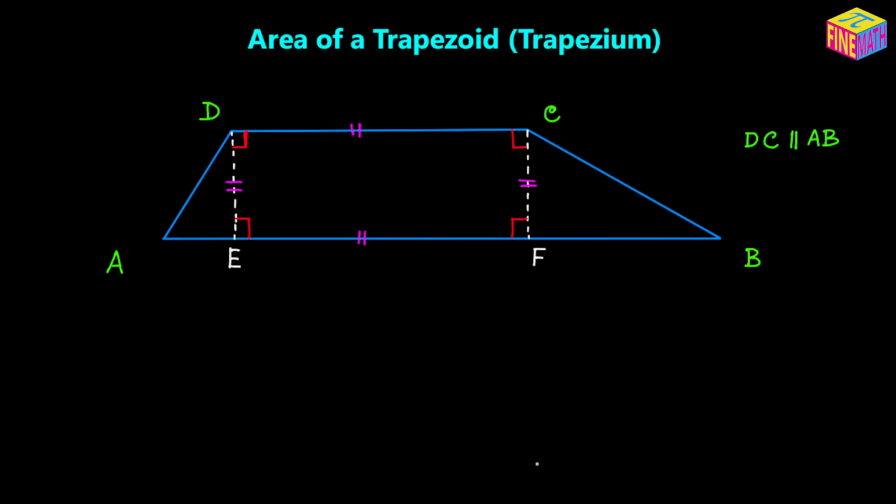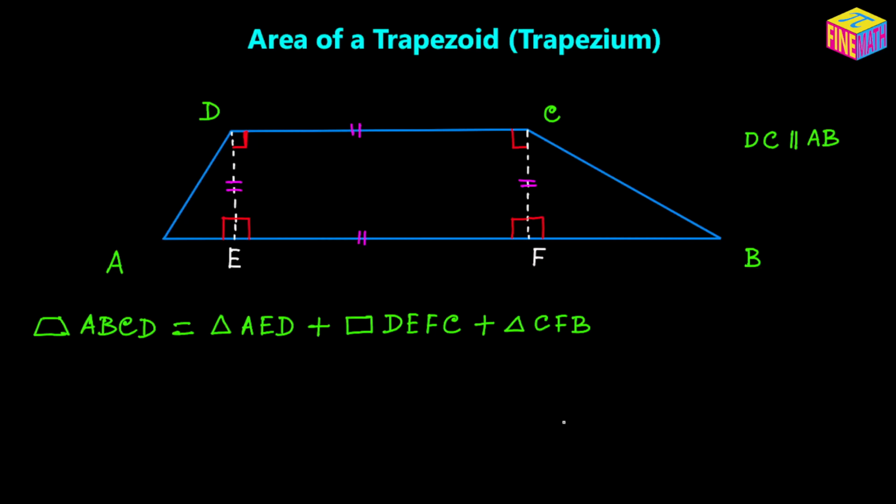Now the triangle AED is a right triangle, because this angle right here is a right angle. Similarly, the triangle CFB is also a right triangle, because this angle right here is a right angle. So the area of the trapezoid will be the sum of the area of the first right triangle, plus the area of the rectangle, plus the area of the second right triangle. We can write it like this: area of the trapezoid ABCD is equal to the area of the triangle AED plus the area of the rectangle DEFC plus the area of the triangle CFB.